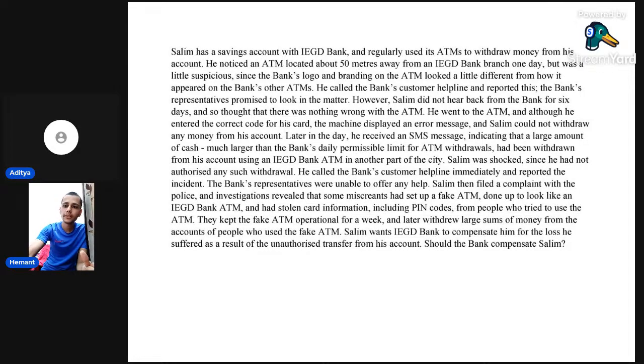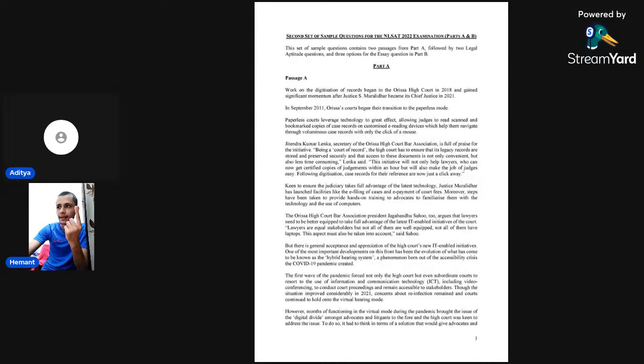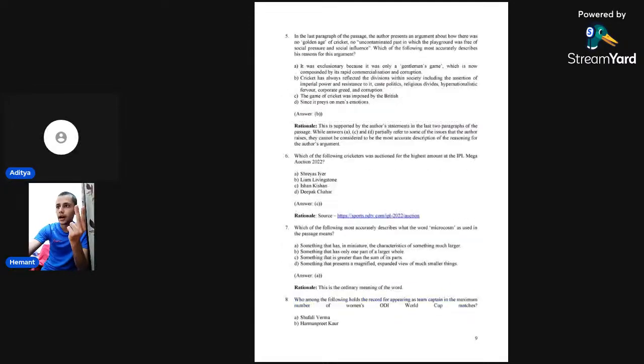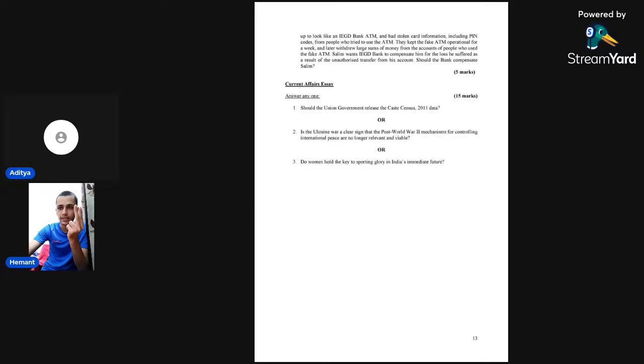Okay, if you look at this sample paper, there are three essay topics. The first is, should the Union government release the caste census 2011 data? The second is about how the Ukraine war has shown us that the peace-controlling measures made after World War II, such as the United Nations, have failed us. And the third one is, do women hold the key to sporting glory in India's immediate future?